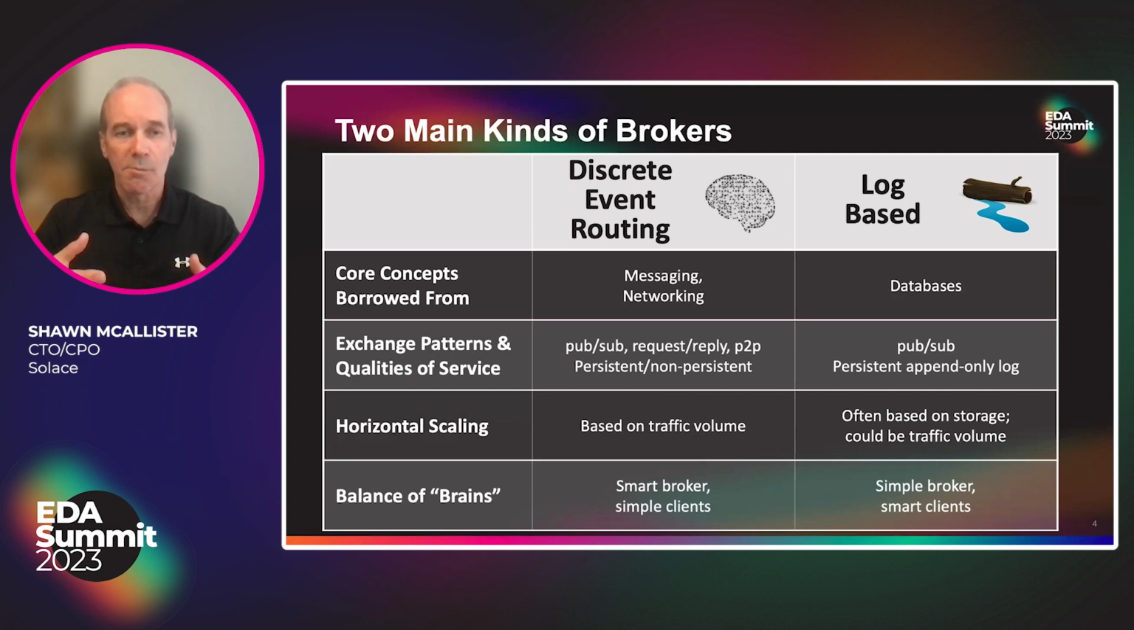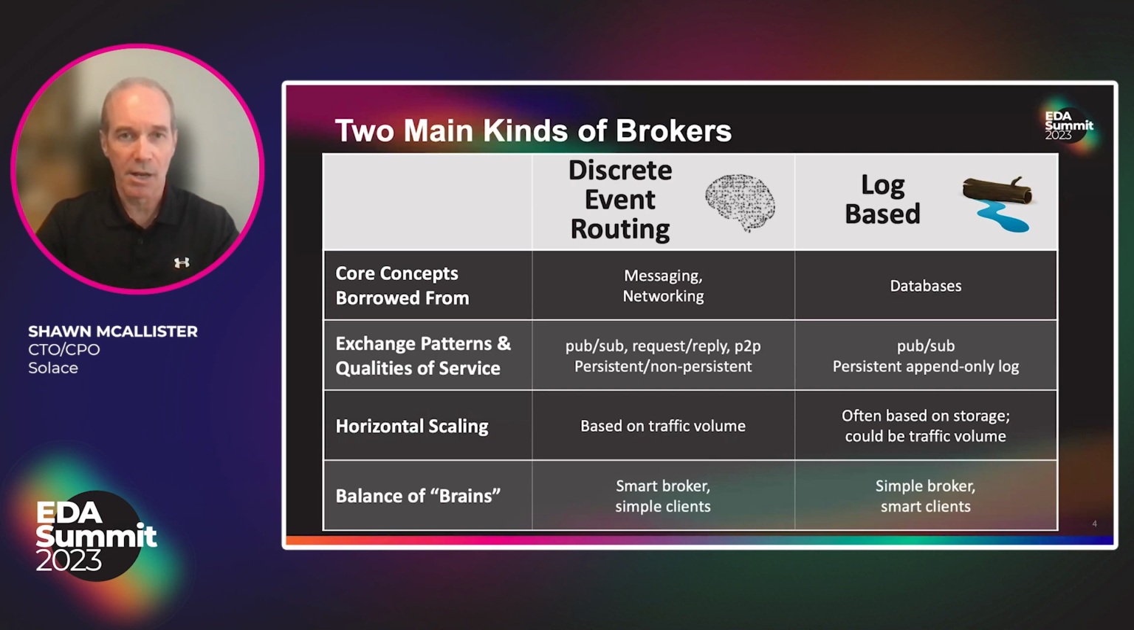Finally, as a balance of brains, where's the intelligent processing happening in these architectures? In discrete event routing brokers, the broker is intelligent, and that's where a lot of the features are implemented. So you have a smart broker and simple clients. The converse is true in log-based brokers, where the broker is very simple and the clients have more processing to do in order to fulfill their requirements.